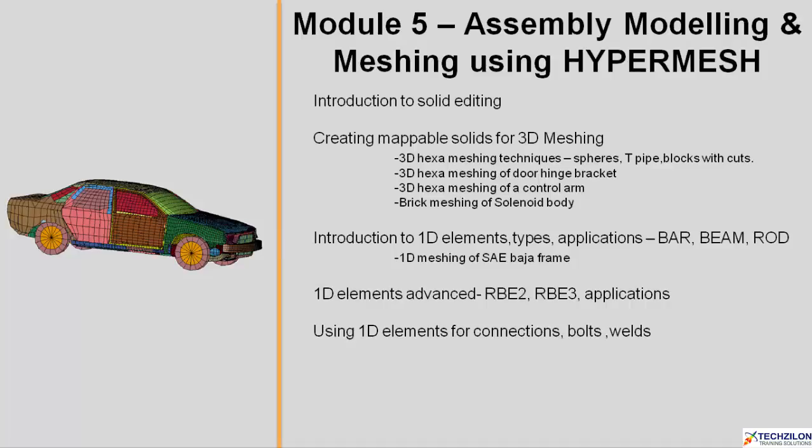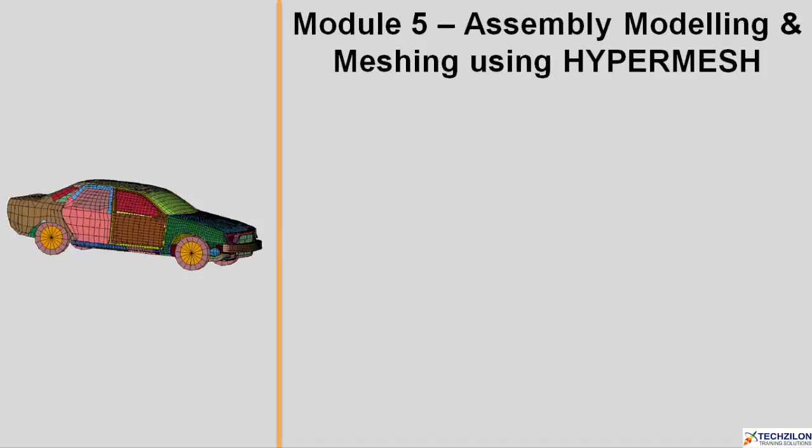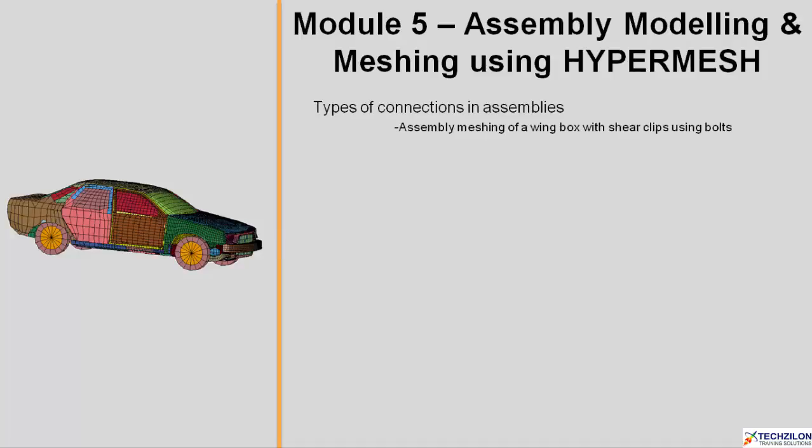We will then move on to types of connections in assemblies. We will learn through assembly meshing of a wing box with shear clips using bolts, spot weld generation using connector tool, seam weld generation for chassis frame using connector tool.